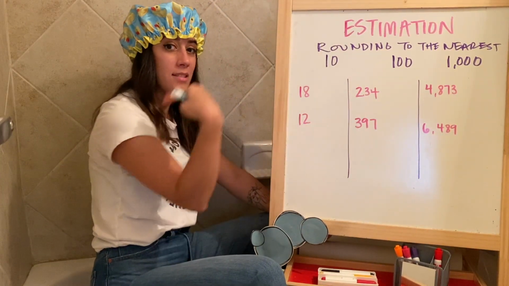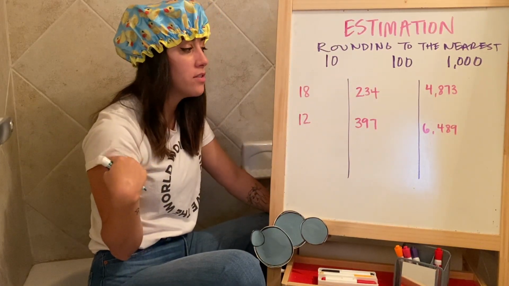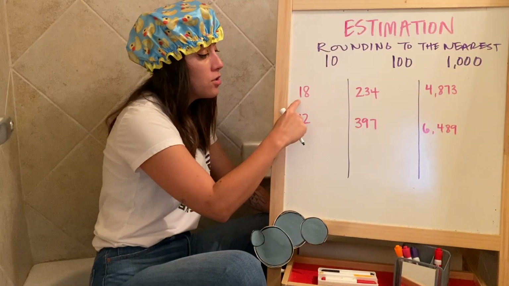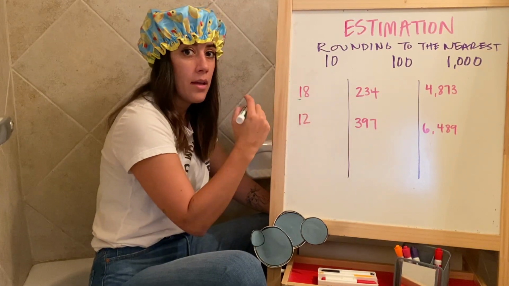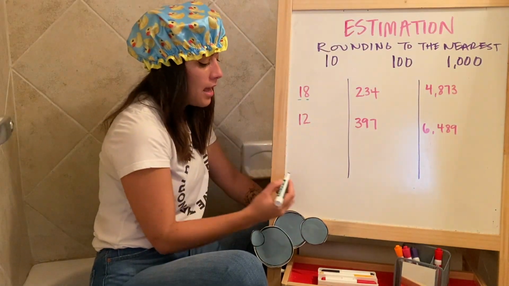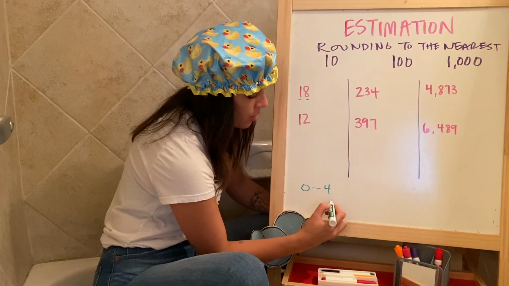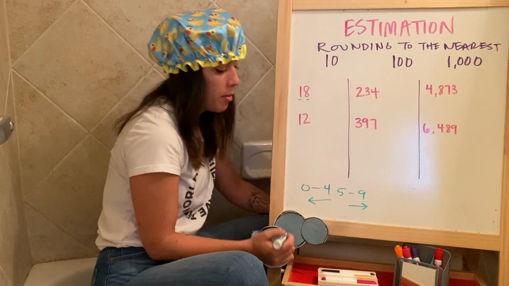18 is closer to 10 or 20. Well, how do I know? Let's go back to our previous strategies from place value concepts. You're just looking at the next place value over. So if I have 1 in the 10s, 8, remember that for rounding, anything from 0 to 4 rounds down, 5 to 9 rounds up.